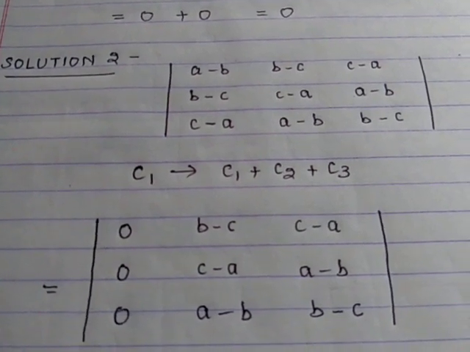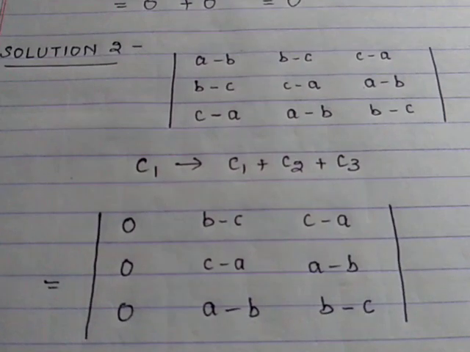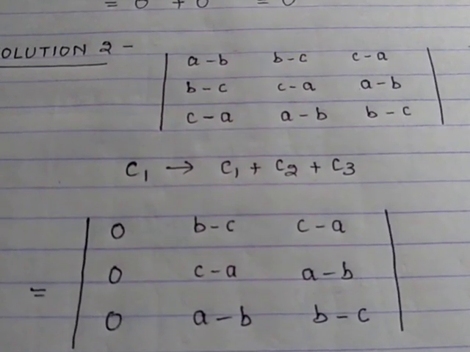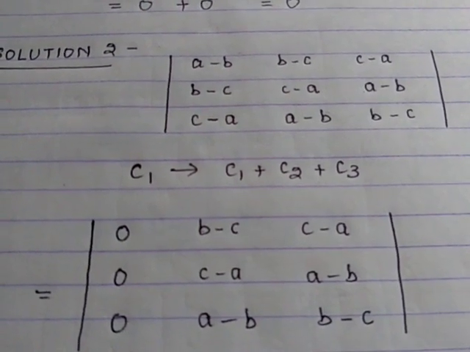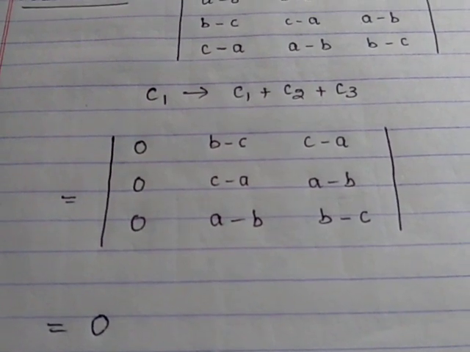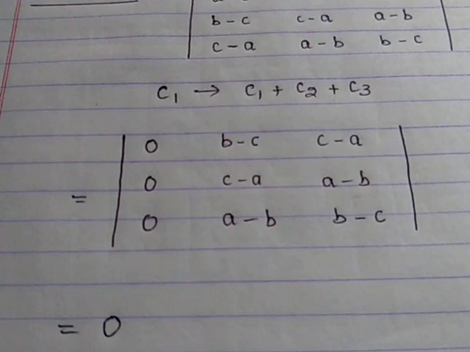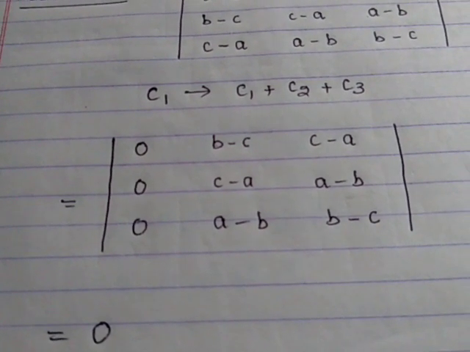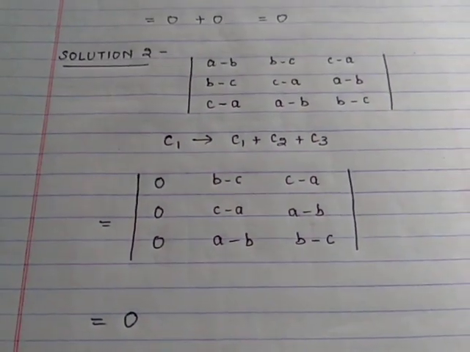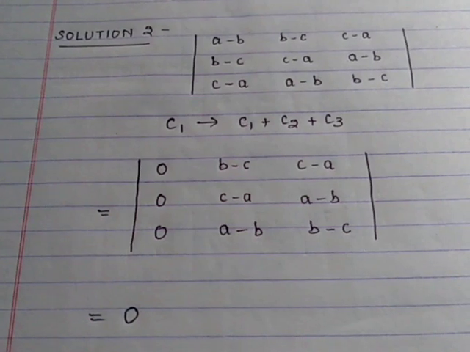And this is again a property that if all the elements of a row or column are 0, then its value is 0. So all the elements of C1 are 0, therefore its value is 0. So similarly, you have to do questions number 3, 4 and 5.